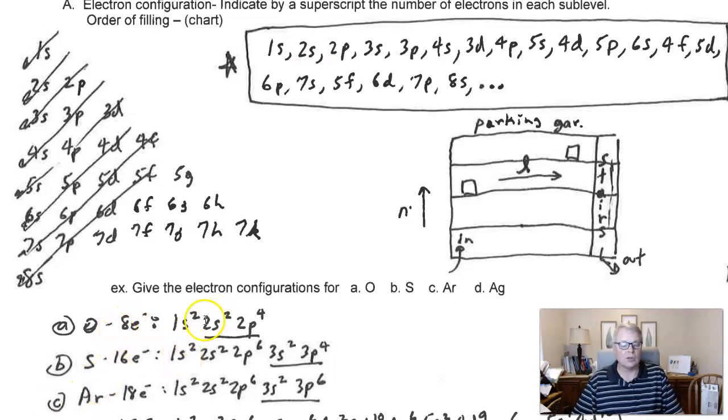See? So your electron configuration is 1s2, 2s2, 2p4. And that's the electron configuration for oxygen. Check your work. Add these numbers across the top here. It should add up to 8. 2 and 2 is 4, and 4, there's your 8. Okay? We'll try another one.